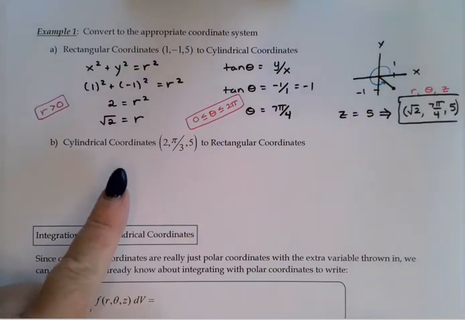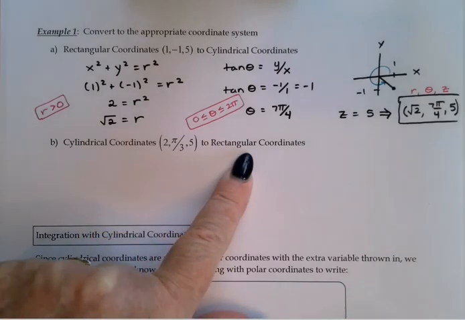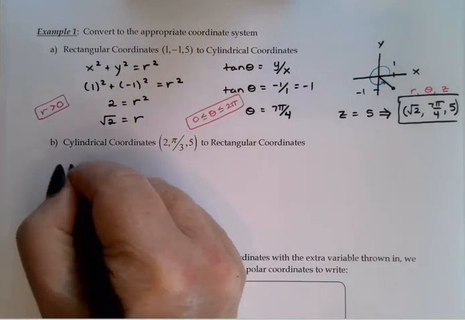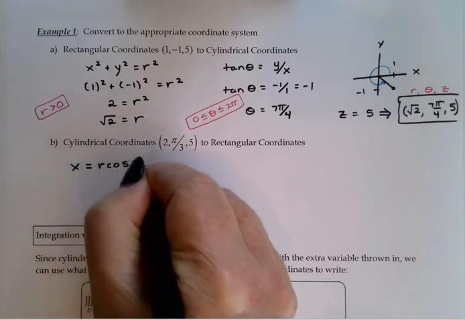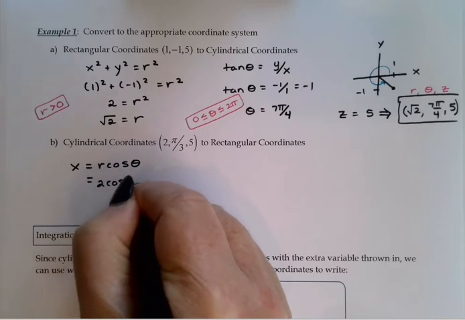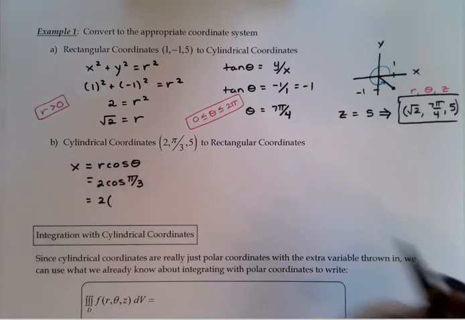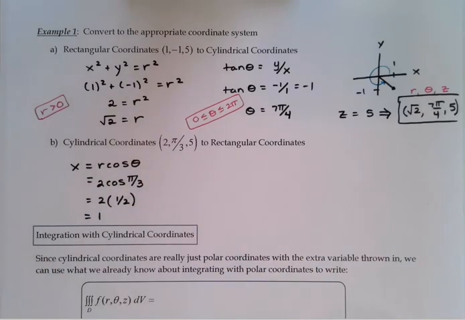All right, in part B, we're going to go the other way. This time I've given us cylindrical coordinates, and we want rectangular coordinates. So I need x, y, and z. I know that x is r cosine theta. That would be 2 cosine pi thirds here. Cosine of pi thirds is a half. So x is 1.